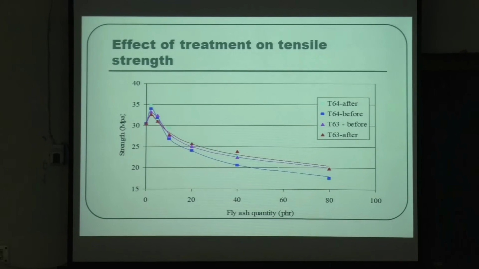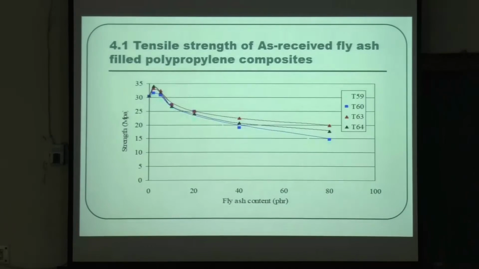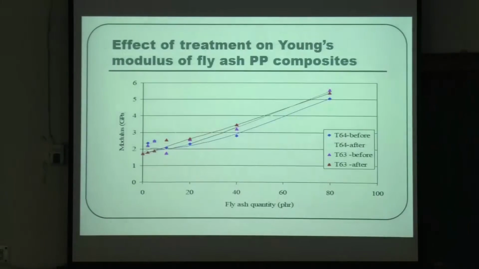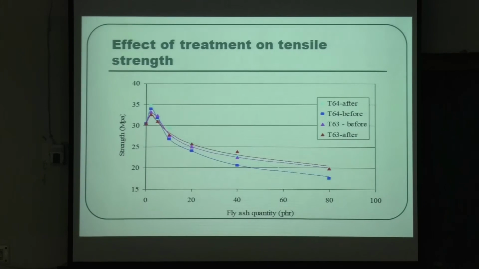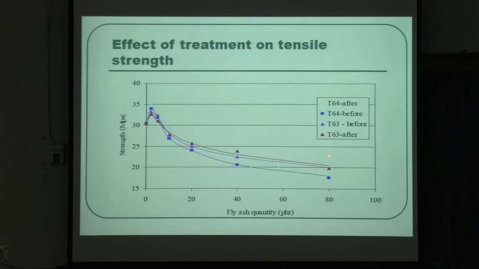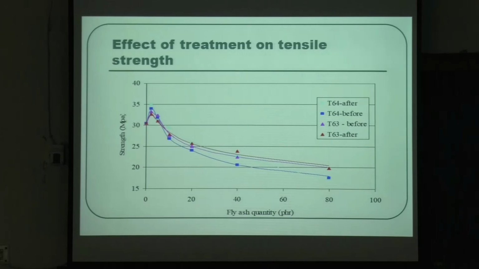Effect of treatment on tensile strength. Now, if you remember, in the earlier figure, the lowest value of the tensile strength was about 15 MPa. In this case, it still goes down, but the tensile strength value is about 20 MPa. So it goes up by about 5 MPa. So if you are giving the coating, it goes up by some amount.